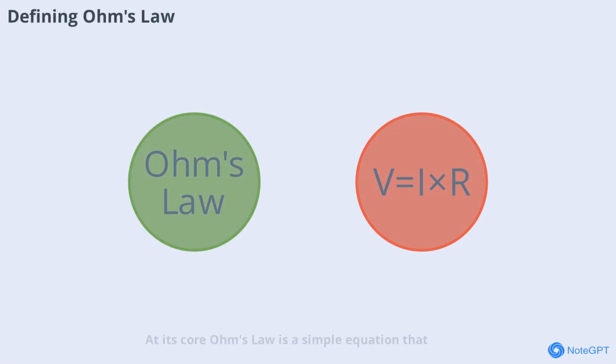At its core, Ohm's law is a simple equation that connects three key elements in an electrical circuit: voltage, current, and resistance. The law states that the current flowing through a conductor between 2 points is directly proportional to the voltage across the 2 points, provided the temperature remains constant. This relationship is expressed as V equals I times R, where V is voltage, I is current, and R is resistance. This formula is the foundation for understanding how electrical circuits behave and is used in countless applications, from household wiring to advanced electronics.